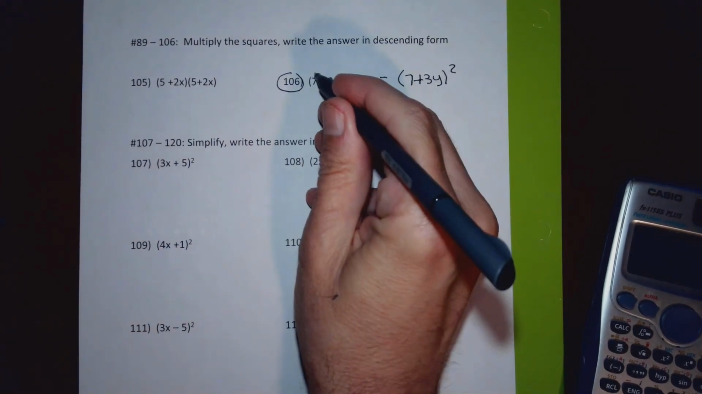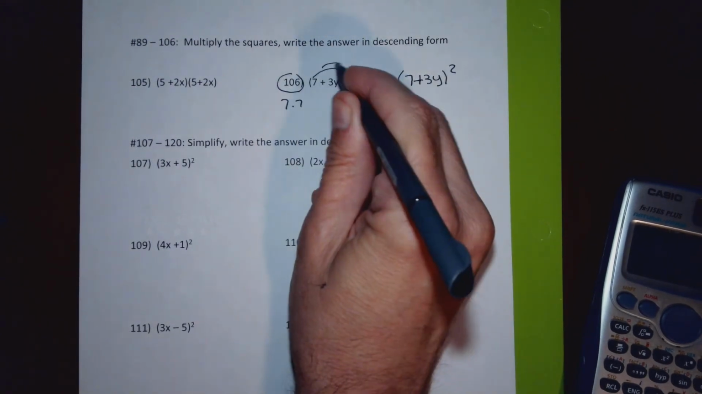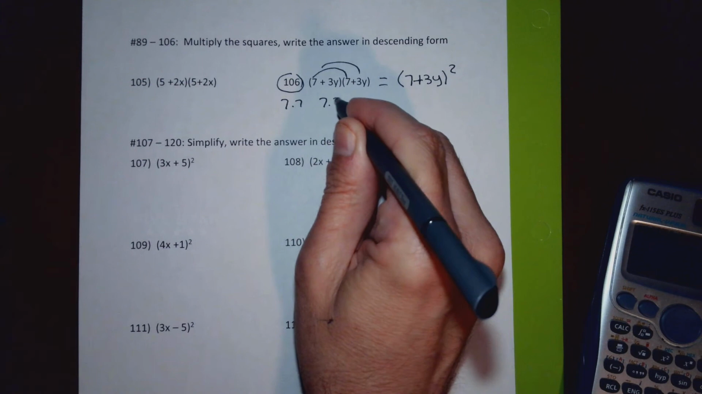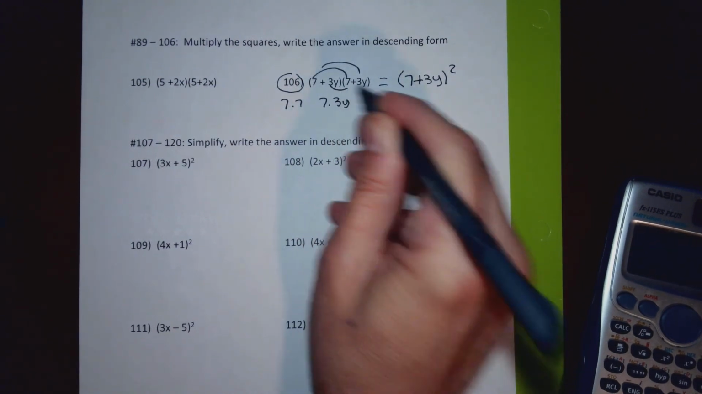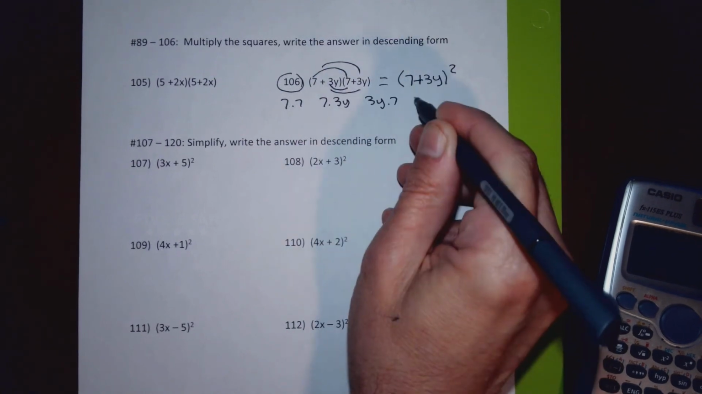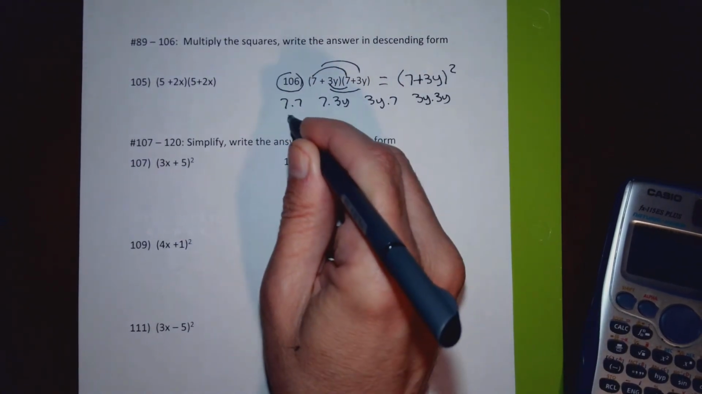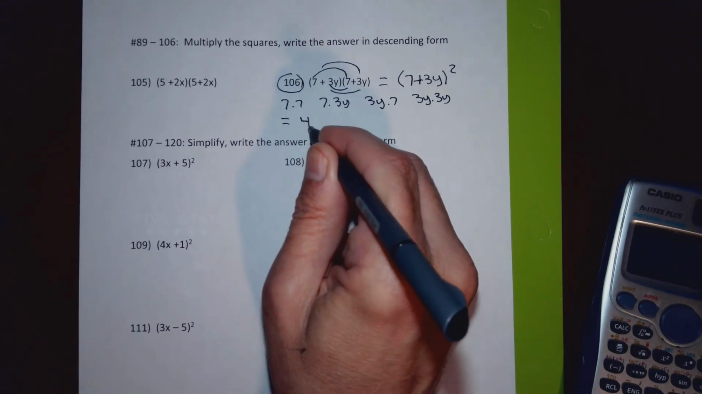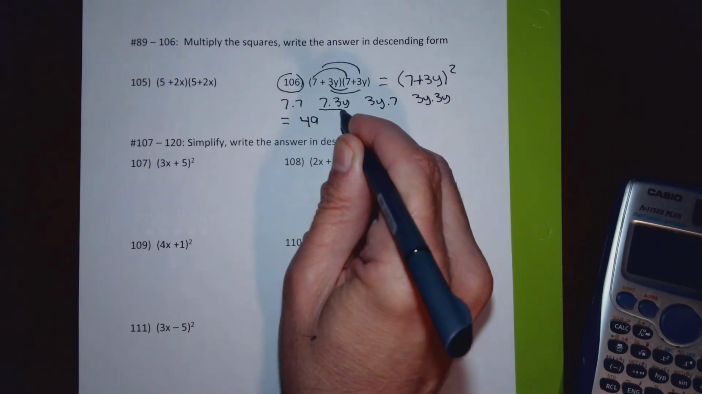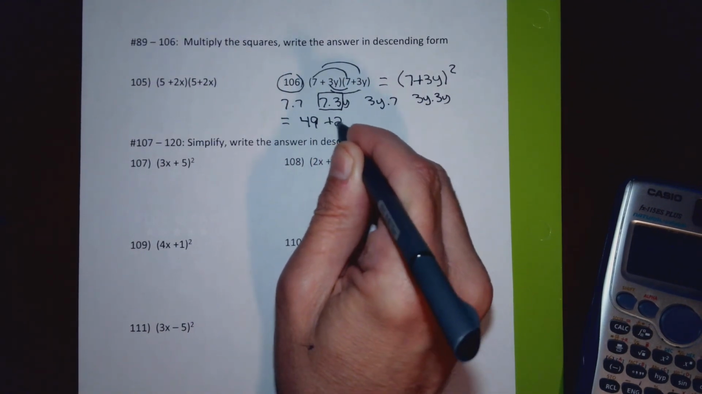So for 106, I'm going to multiply 7 times 7. I'm going to multiply 7 times 3y. I'm going to multiply 3y times 7. I'm going to multiply 3y times 3y. My first multiplication, 7 times 7 is 49. My second multiplication, I multiply the 3 and 7, get 21. I leave the y.